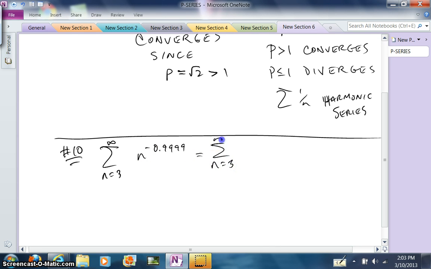n equals 3 to infinity, 1 over n to the 0.999. Okay, now it's in p-series form. The n equals 3 doesn't matter, because all we're really caring about is what's happening at infinity. Removing the first two terms does not change anything, so you can kind of ignore this little disguise here. So for this, you can say p equals 0.999, which is less than 1, and then you go up here, if it's less than 1, it diverges. So this diverges.